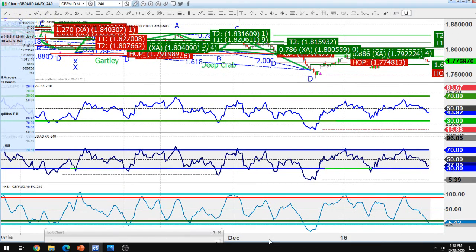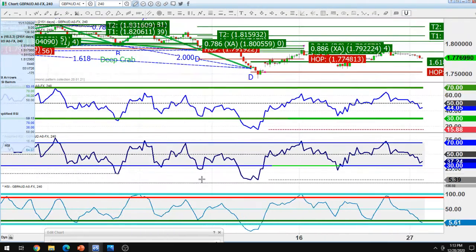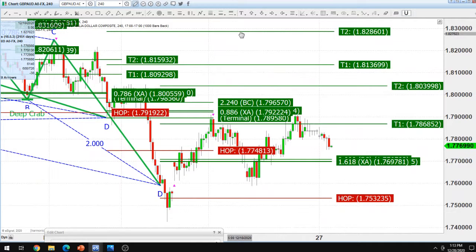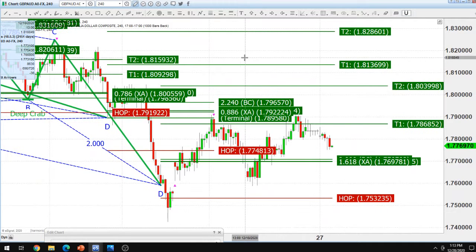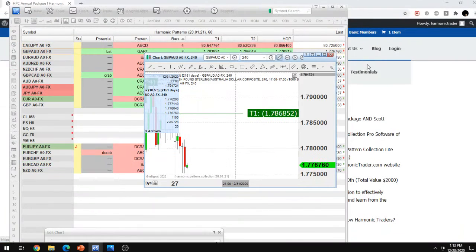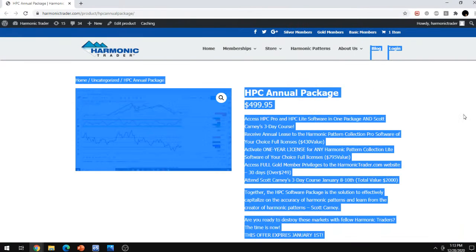And there's Pound Aussie. That's just one I'm pulling up here, right back down on a Deep Crab, 177, 176 area.